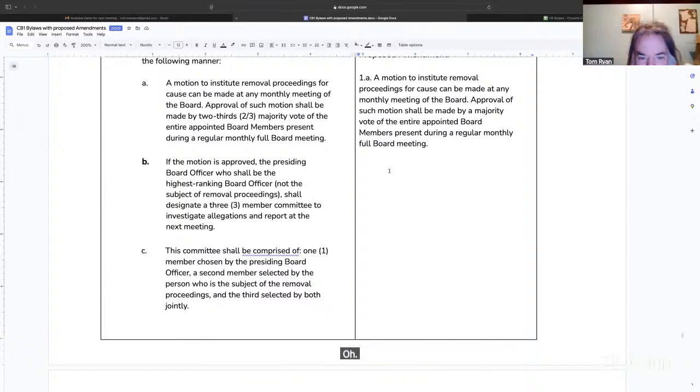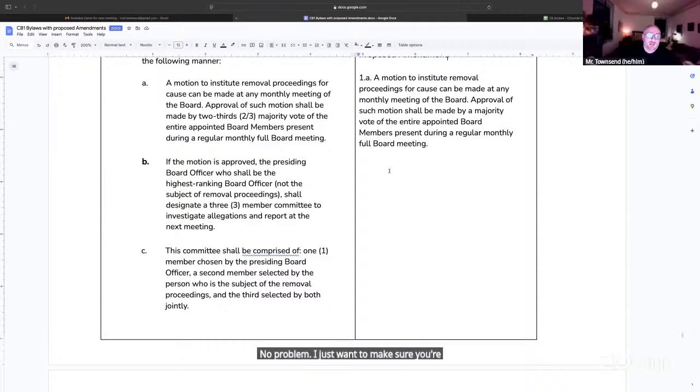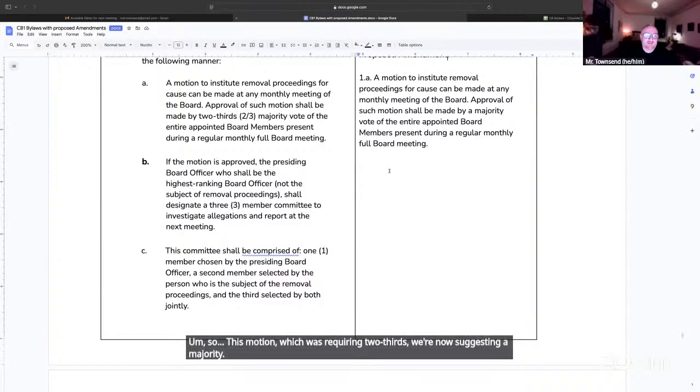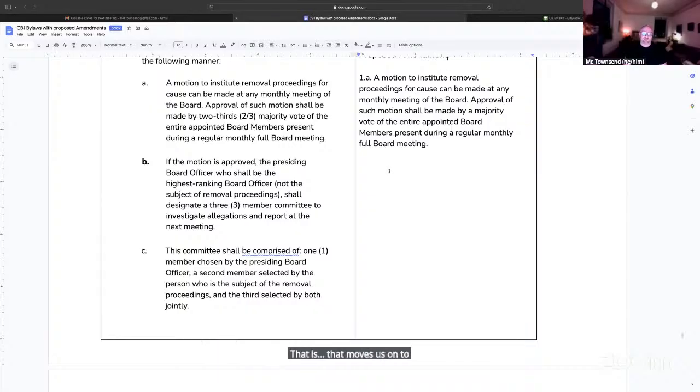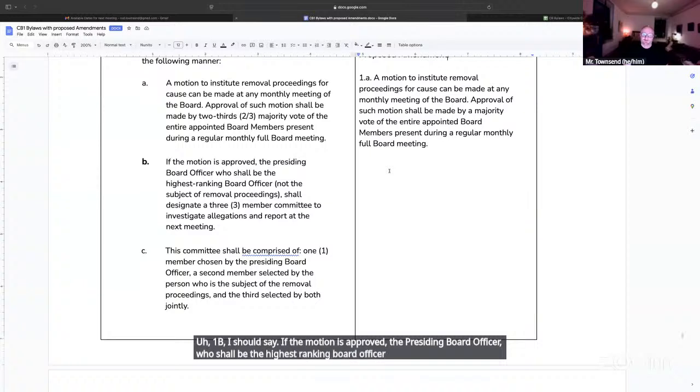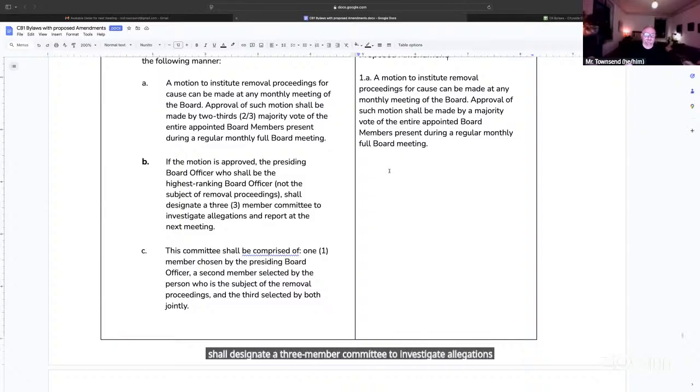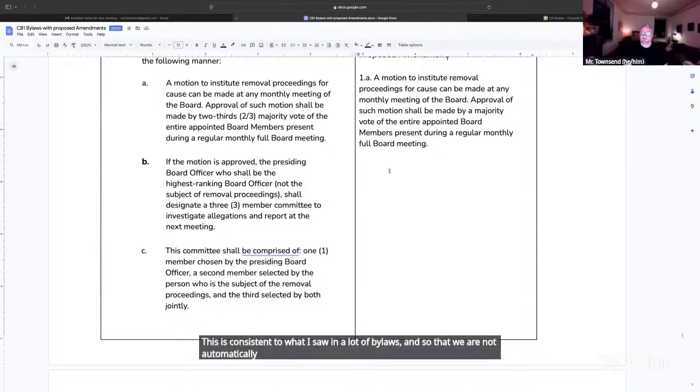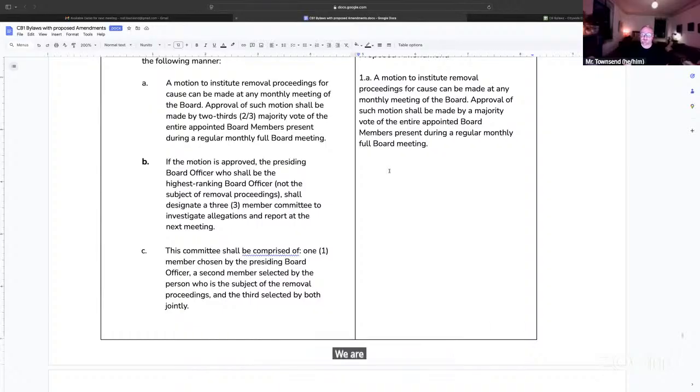Tom, I see your hand is still up. I'm sorry. No problem. I just want to make sure you're being heard. So this motion, which was requiring 2/3, we're now suggesting a majority. If it passes, that moves us on to letter B in this article, 1B, I should say. If the motion is approved, the presiding board officer, who shall be the highest ranking board officer, not the subject of removal proceedings, shall designate a 3-member committee to investigate allegations and report at the next meeting. This is consistent to what I saw in a lot of bylaws, so that we are not automatically removing someone at one meeting. We are having a system and a process to it.